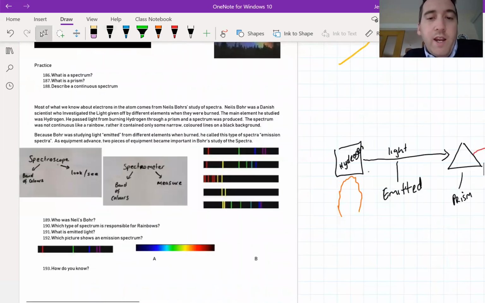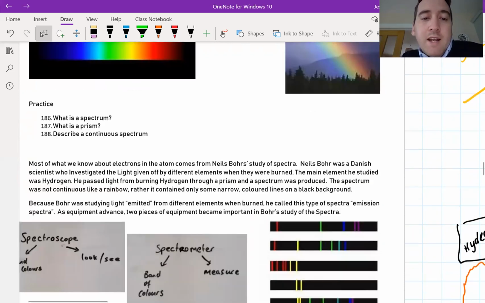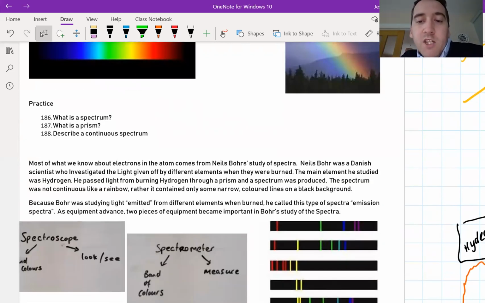Let's go back and read a little bit more here. He was a Danish scientist who investigated the light given off by different elements when they were burned. The main element he studied was hydrogen. He passed light from burning hydrogen through a prism, and the spectrum was produced. The spectrum was not continuous like a rainbow. Rather, it contained only some narrow colored lines on a black background. Because Bohr was studying light emitted from different elements when burned, he called this type of spectra the emission spectra. So there it is, emission spectra.